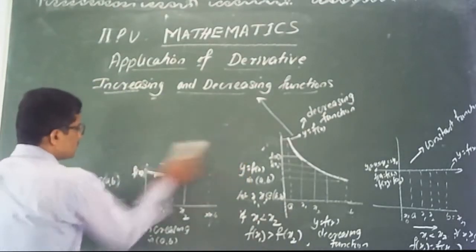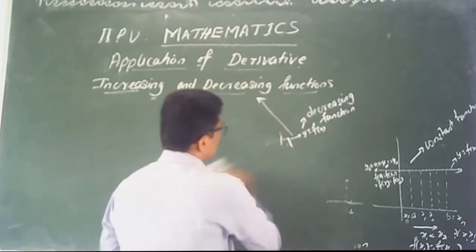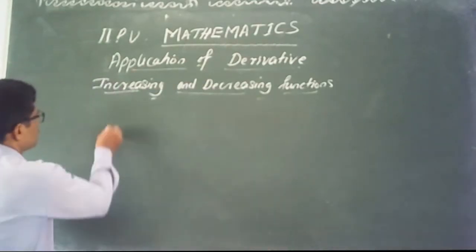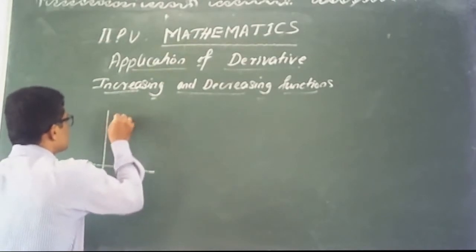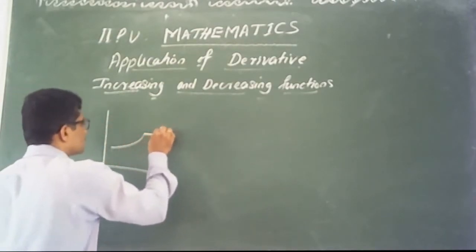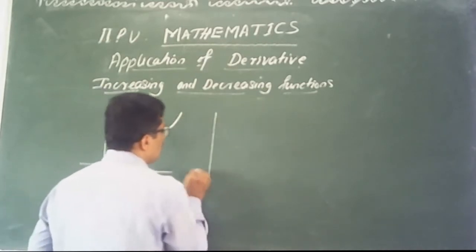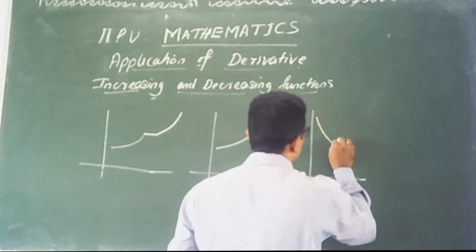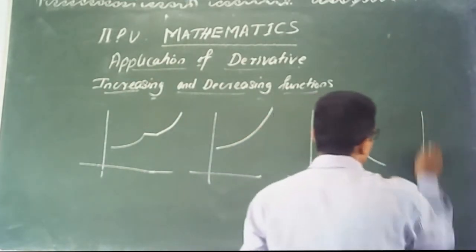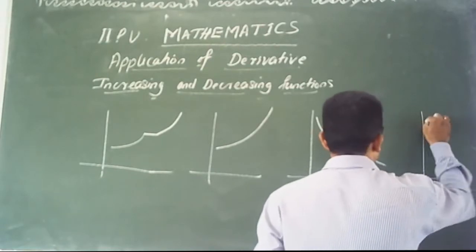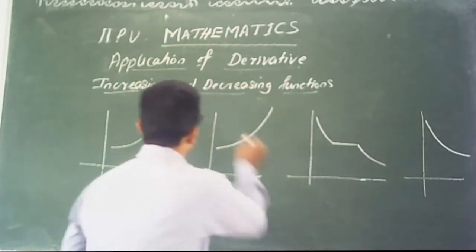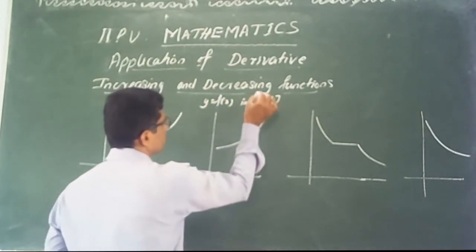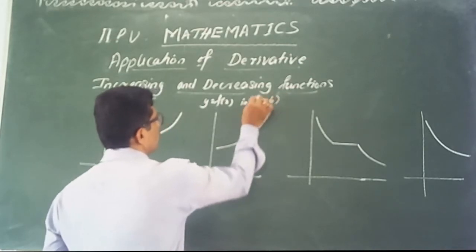It means y is equal to f of x. So in some graph like this, suppose the graph is this one, or a graph like this, or the graph this way, or you can say the graph is this type. These are y is equal to f of x, real valued functions defined on the interval a to b, either closed intervals or open intervals.